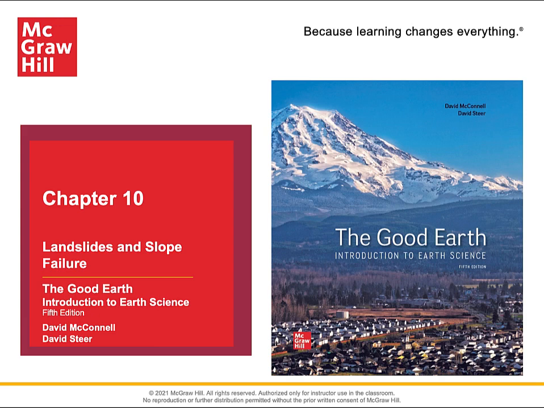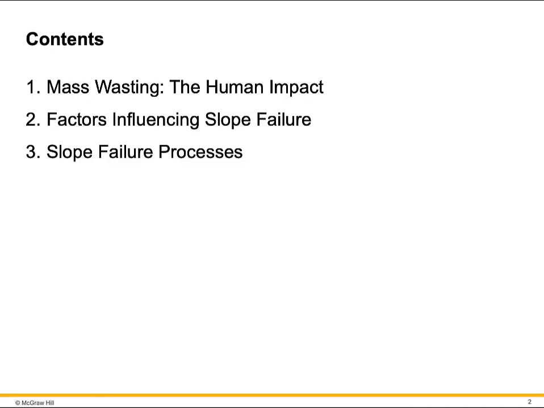Chapter 10, Landslides and Slope Failure. In this chapter, we will learn about mass wasting and the human impact on mass wasting, the factors that influence slope failure, and the slope failure process.